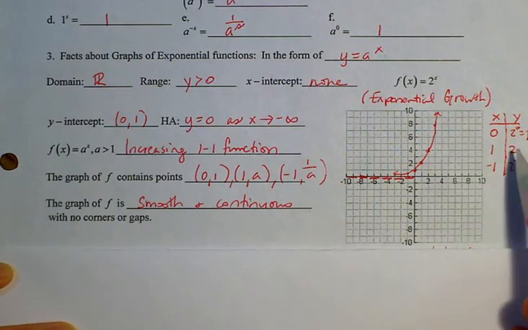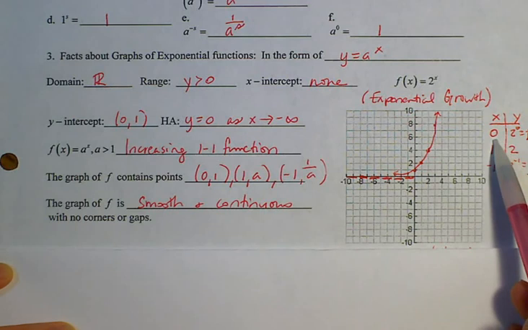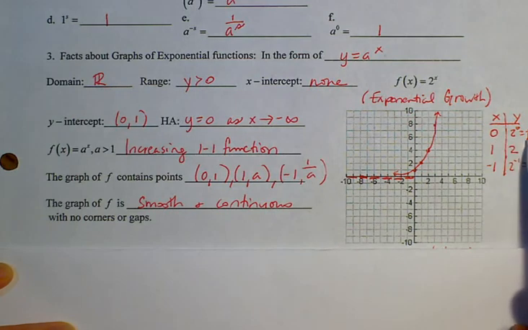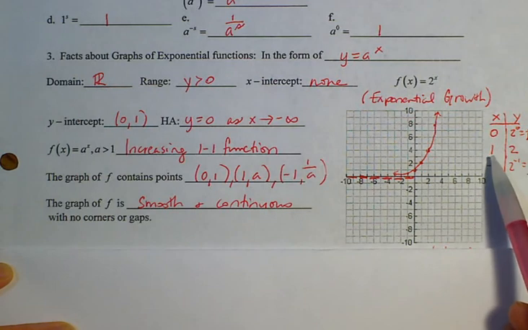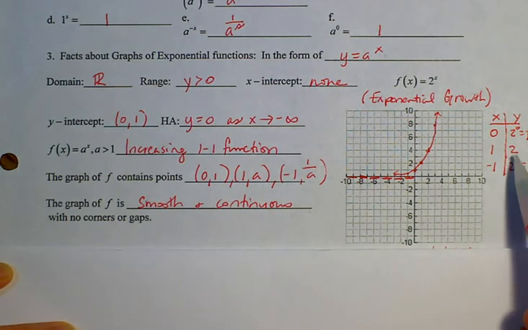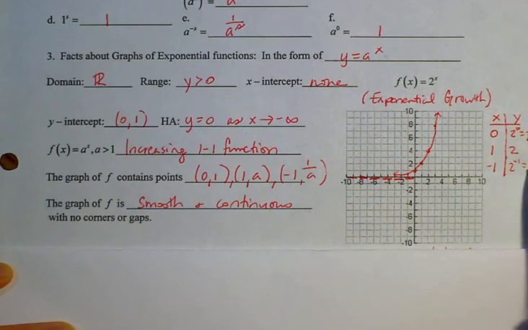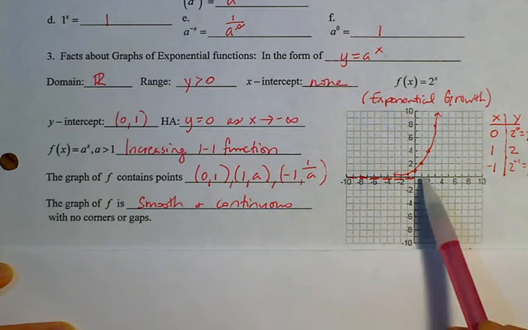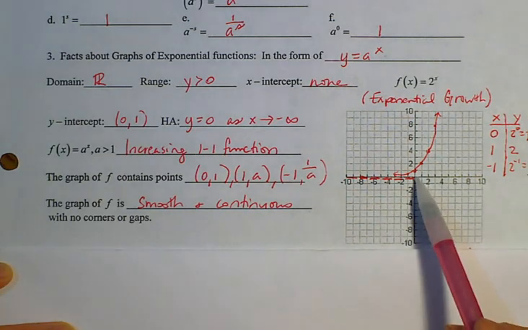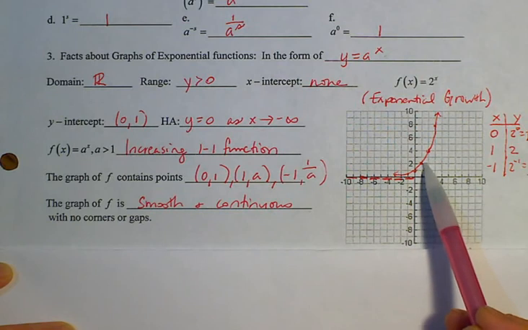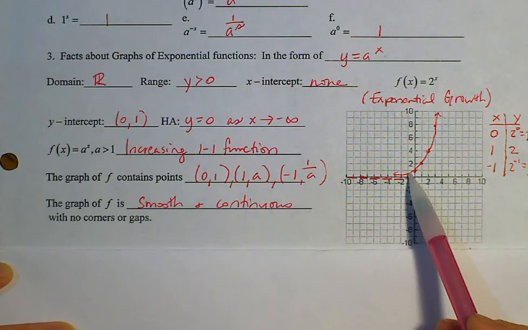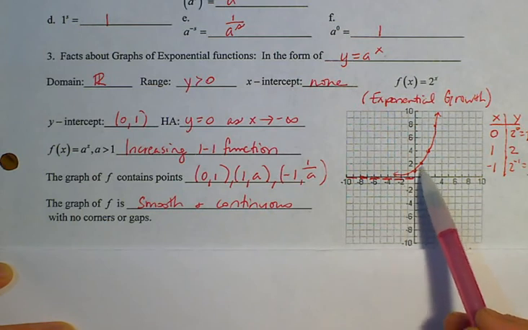And so I've written out a truth table on the side. When x is equal to 0, you have 2 to the 0 power, which is equal to 1. When x is equal to 1, it'll be 2 to the first power, which is 2. And when x is equal to negative 1, it's 2 to the negative 1 power, which is equal to a half. So I've plotted those 3 points: 0, 1; 1, 2; and negative 1, a half. And then you have your exponential graph.